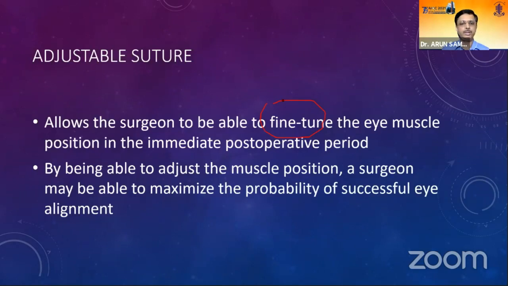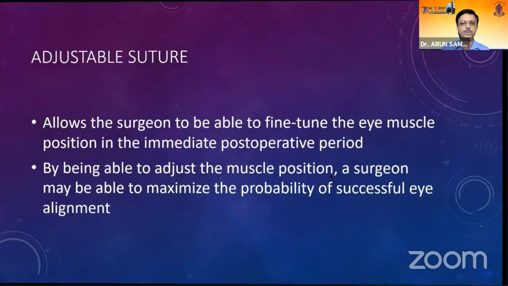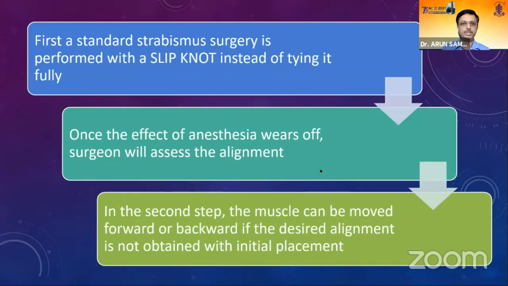Suppose you have planned for a squint surgery and the alignment has not been very good. It gives a second chance for you to revisit your alignment. So it's a two-step procedure. First is a standard strabismus surgery, as Dr. Vaishnavi has demonstrated. And instead of tying the knot, we put a slip knot so that you can release it the next day after the anesthesia effect wears off.